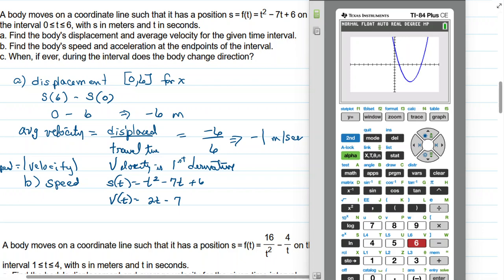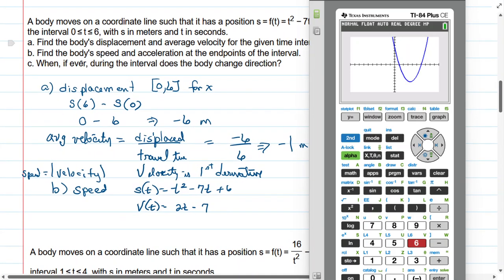And they want the speed at the endpoints. At the endpoint. So the endpoint is 6, right? All right. So we're going to first find the velocity. It looks like 5, and it happens to be the speed. And this is meters per second.